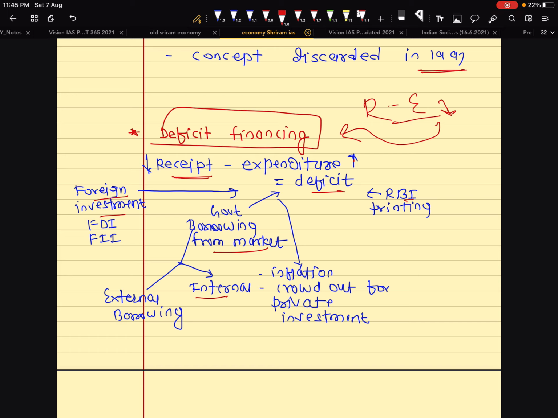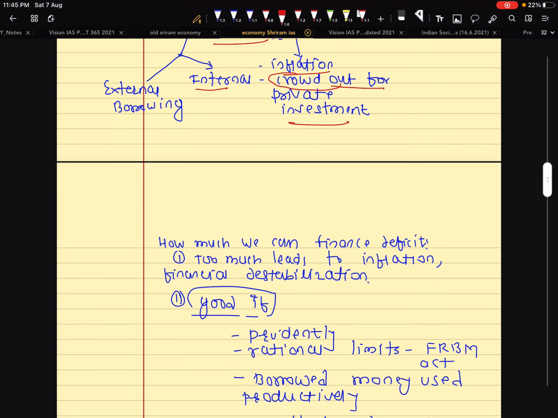It all helps in deficit financing, but if it is not controlled, then it leads to inflation and crowding out of private players. We are going to understand later what is meant by crowding out of private players, and it also affects investment in the economy. So it is necessary to understand how much deficit we can finance. It is not that we keep on financing deficit and the government spends without any accountability. This never happens. There should be accountability.